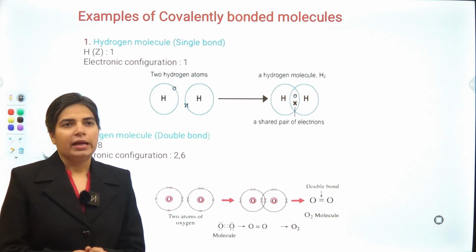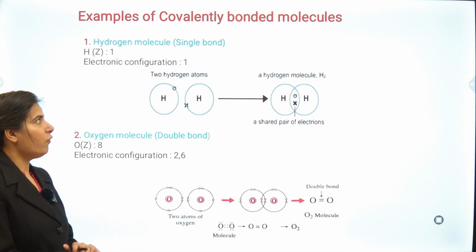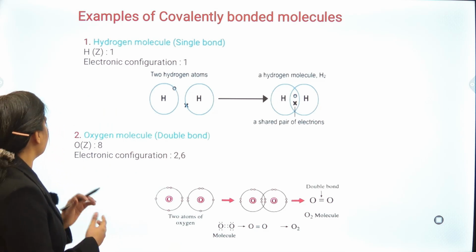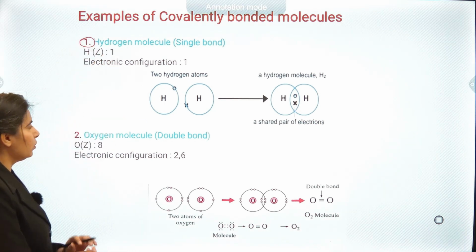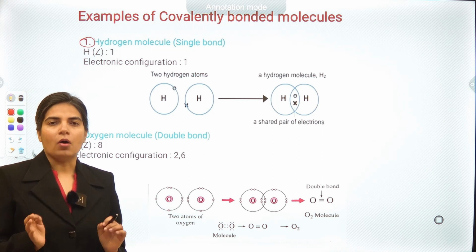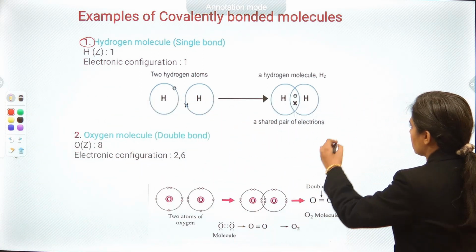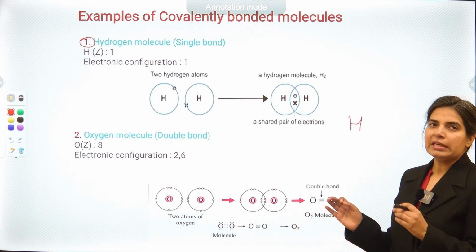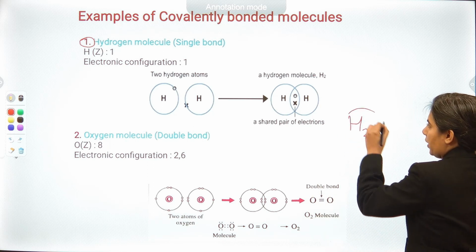Now, let's discuss some examples. Examples of covalent bonded molecule. The first example that we are going to discuss is of the hydrogen molecule. If I talk about hydrogen, the symbol that we use for hydrogen is H. And we know hydrogen is always present in diatomic form, H2.